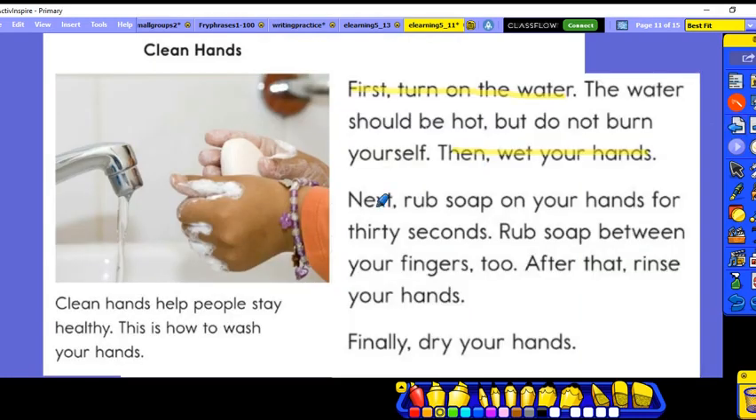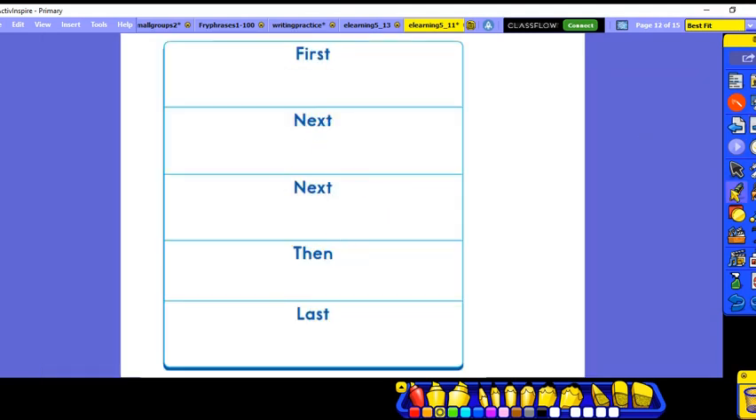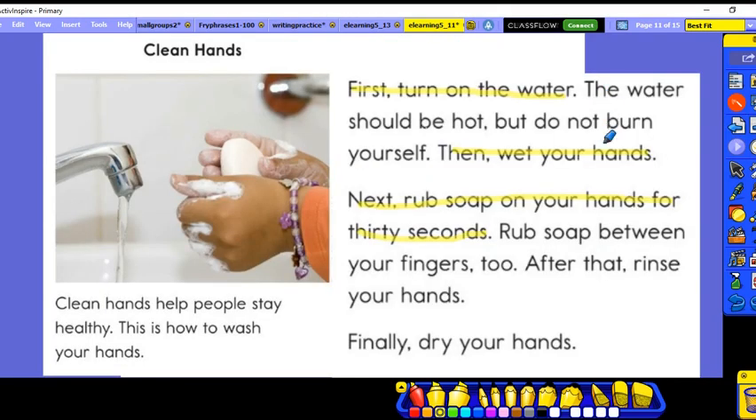Next. Next, rub soap on your hands for 30 seconds. Okay. So we've got another next. We've got first, next, and then. Okay, and then after that, rub soap between your fingers. Okay, what happens next? After that, rinse your hands. And then the last thing says finally right here, and that means last. Last, dry your hands.